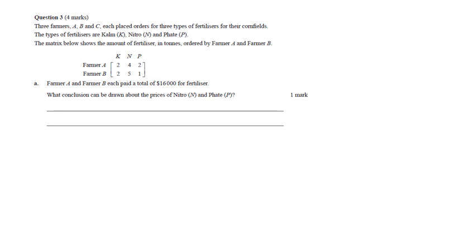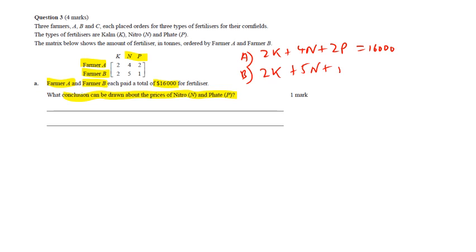Okay, so we've got to figure out what conclusion can be drawn about the prices of nitro and fate, when we have farmer A and farmer B, and they both paid a total of $16,000 for the fertilizer. Well, we can actually get two equations from this. Farmer A had 2K plus 4N plus 2P equals 16,000. And for farmer B, we had 2K plus 5N plus just 1P equals 16,000.